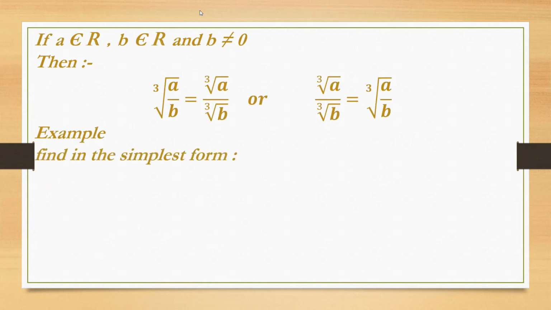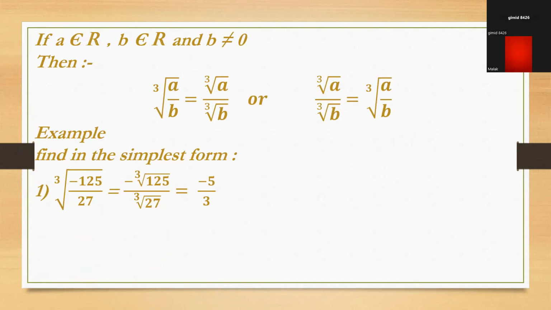An example here. I want to put this question in simplest form. Here I have the cube root of negative 125 over 27. I put the cube root of negative 125 over the cube root of 27. The cube root of negative 125 will be negative 5, because negative 5 times negative 5 times negative 5 equals negative 125. And the cube root of 27 will be 3. So the answer will be negative 5 over 3.